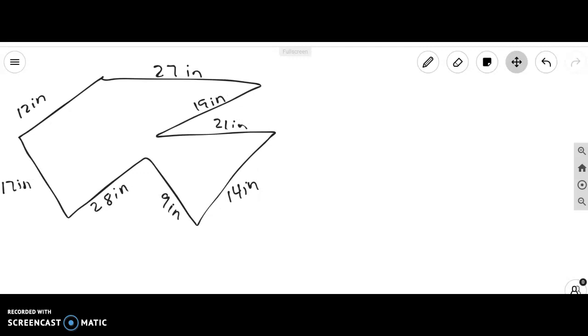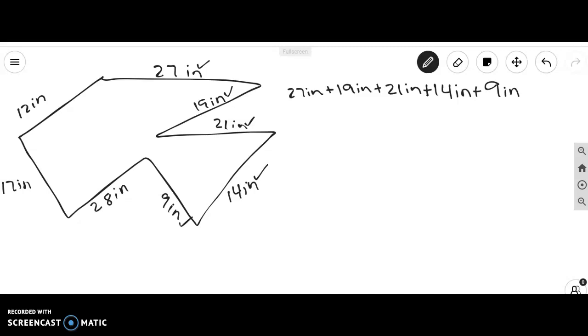Great, welcome back. So let's go ahead and solve our answer. The first thing we always do is create a large equation with all of the numbers. So I'm going to start up here at 27. And I'm going to check off my numbers every time I go around. So I have 27 inches plus 19 inches plus 21 inches plus 14 inches plus 9 inches plus 28 inches.